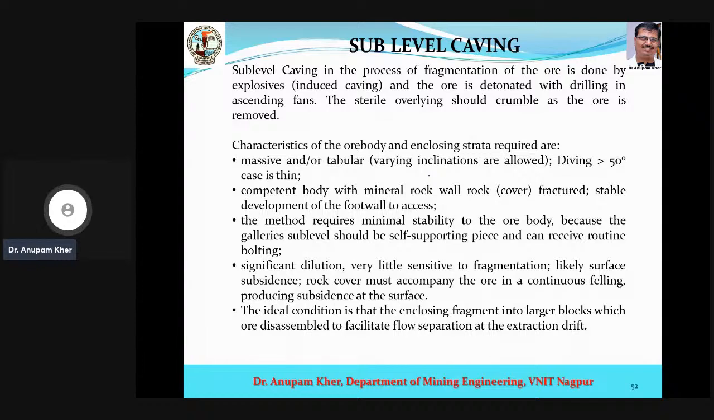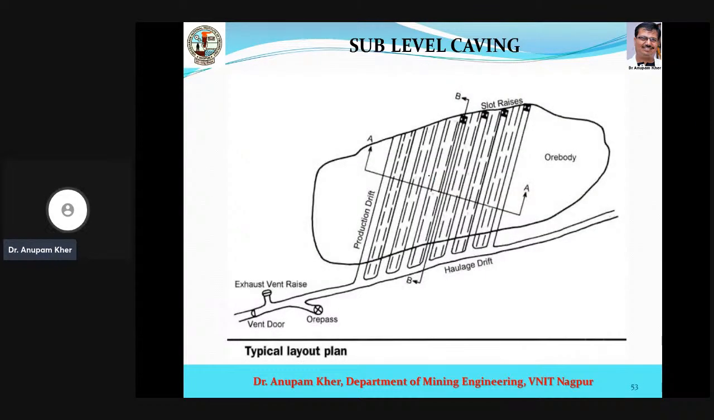Massive or tabular ore bodies, more than 50 degrees inclination. The competent ore body is required. It has to be fractured, stable, and it is caveable. Very important that the strata should be caveable. Then only we can go for the caving method. What we further require is that there should be stability in the ore body, and we are required to support extensively whatever drivages we are making inside the ore body.